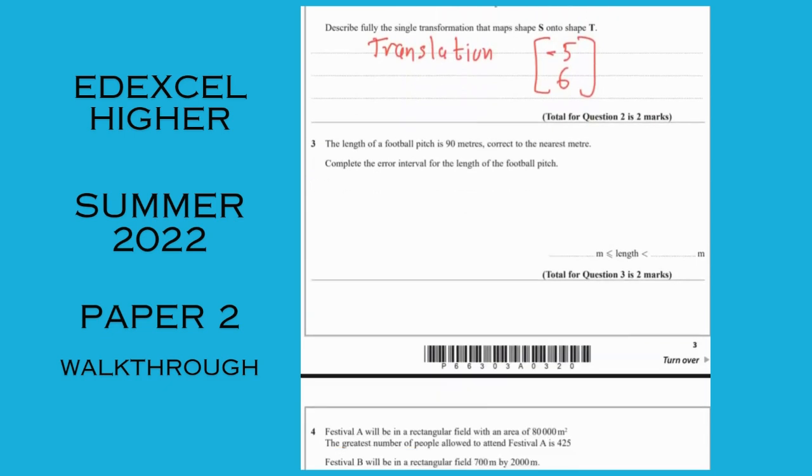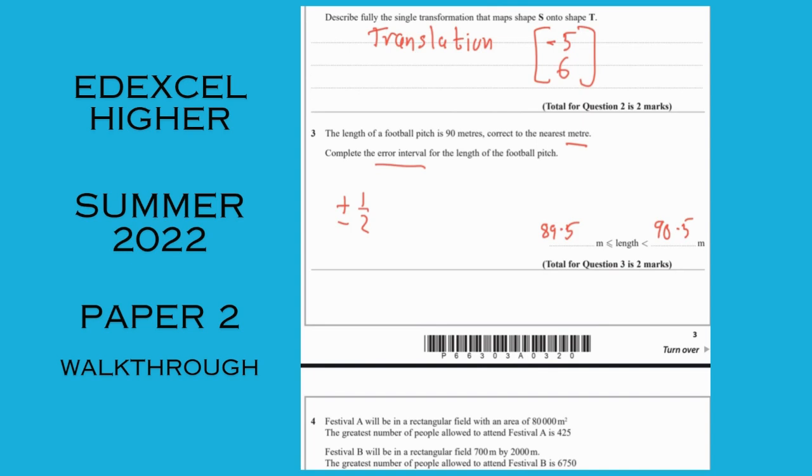Number 3. When you've got rounding, error intervals always go up and down by half the amount that's been rounded to. So because it's been rounded to the nearest metre, you go up and down by half a metre. So down by half a metre, 89.5. Add it on to get 90.5.